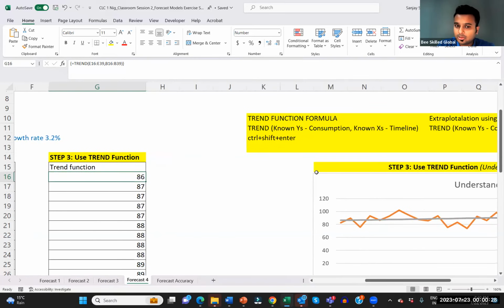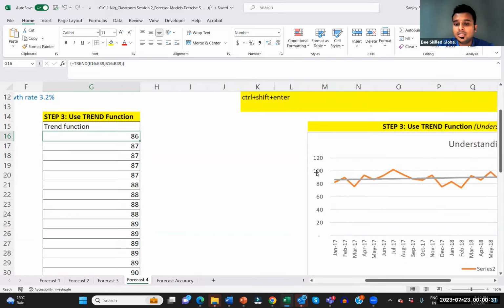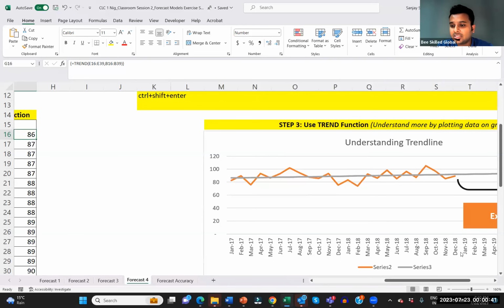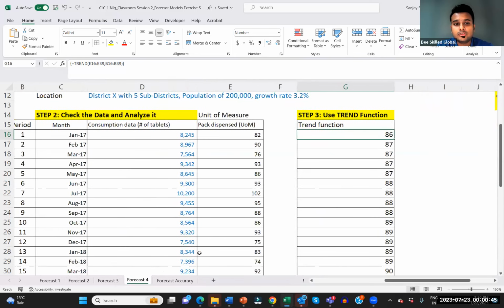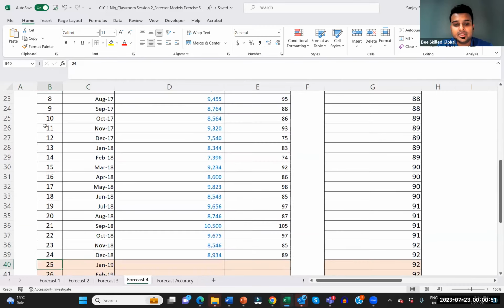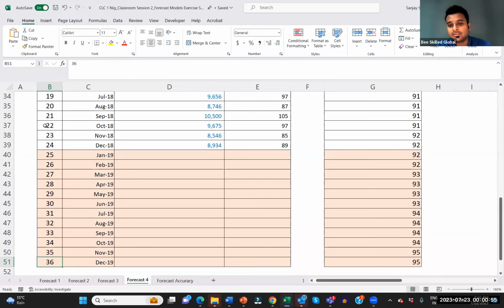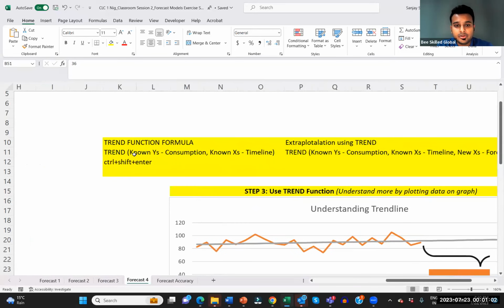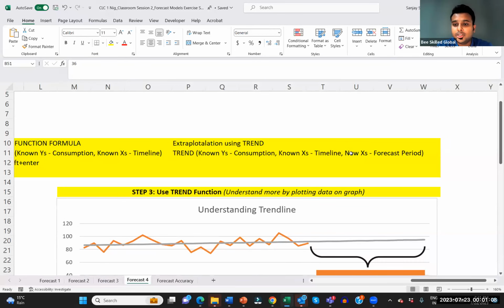Okay. So these are the two things in the axes that we have. If you even see here on this graph, on the y-axis, we have the number of products, unit of measure. On the x-axis, we have the time. Okay. To make it easier, we have also created one more column just to write the period in numbers from 1 to 24 and then going beyond to 36, the forecast period. Okay. So the formula of TREND is this. First, we write known y's, then we write known x's, then we need to find the new x, which is the forecast period, the 12 months. So once we put this in the formula, we get the answer.